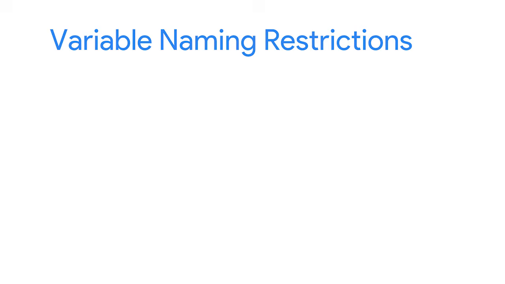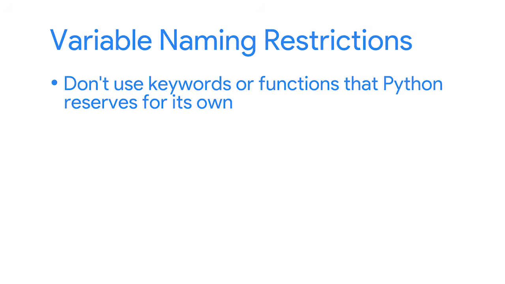Generally, you can name variables whatever you like, but there are some restrictions. First, you shouldn't use as variable names any of the keywords or functions that Python reserves for its own, like print. Using these reserved terms will make your program confusing to read and will result in errors.